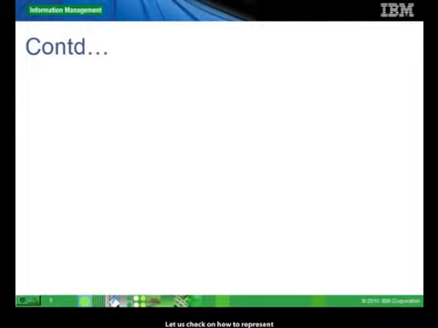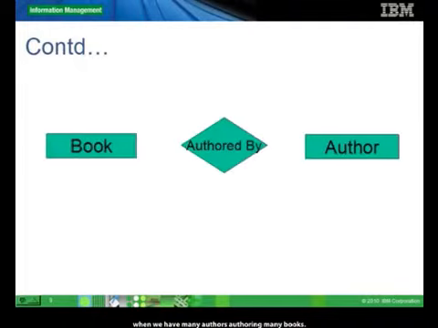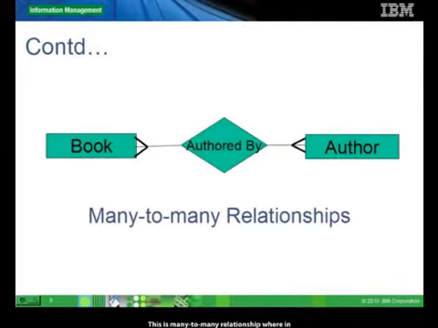Let us check on how to represent when we have many authors authoring many books. We are going to use greater than and less than symbol on either side of the relationship set. This is many-to-many relationship, wherein each entity in the entity set is participating in more than one relationship. This is many books being authored by many authors.